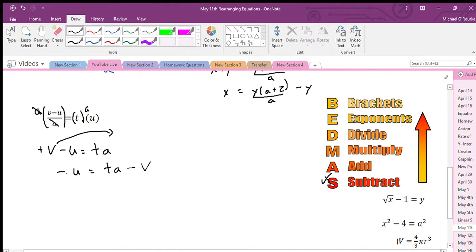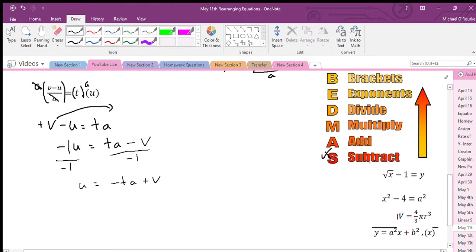Now we're not done yet because there's a negative in front of here. If you think about it, there's a negative 1 there. So that's multiplication, negative 1 times U. So we divide by negative 1 on this side, divide by negative 1 on this side. And if we remember, whenever we divide by negative, it just flips the sign of everything. And there's our answer there.